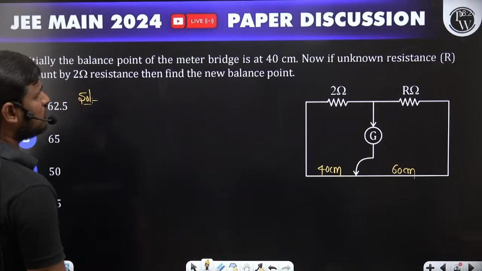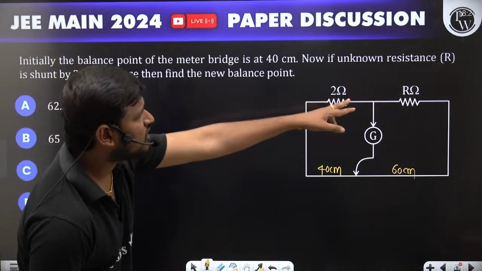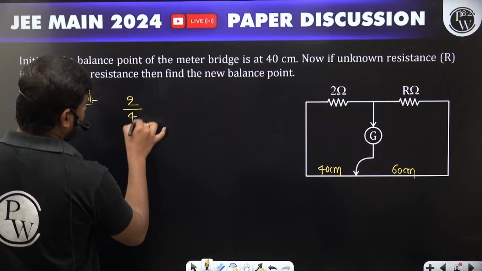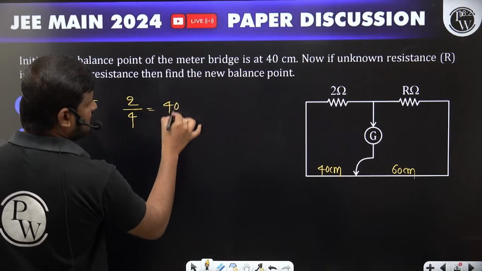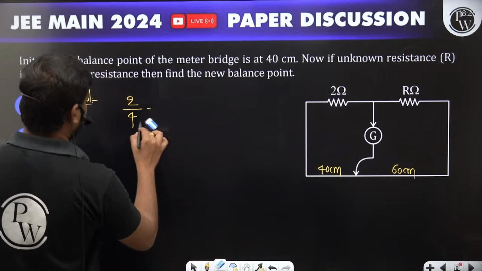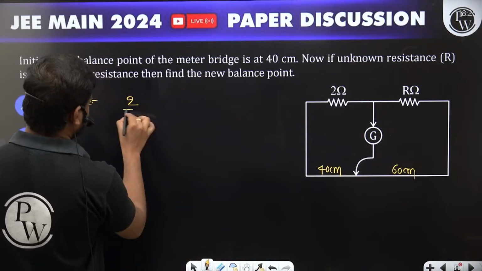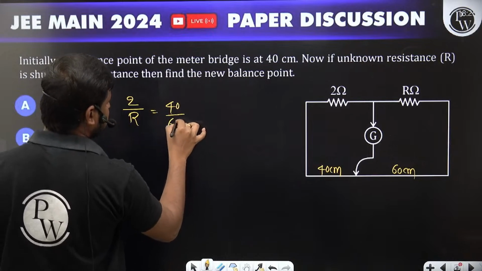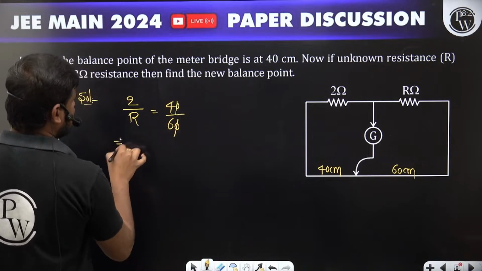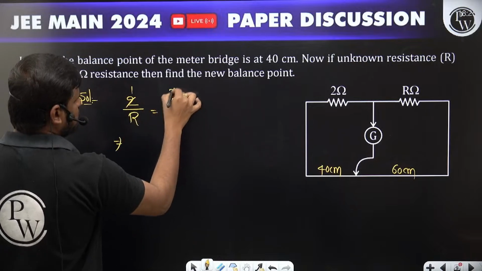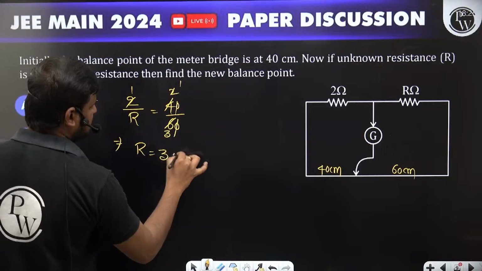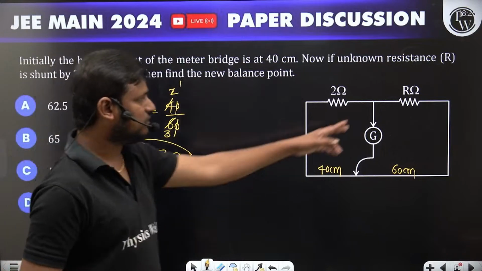Now, can we find what is that R value? You guys know that 2 by 4 will be equal to 40 by 60 times 2 by R. So 2 by R will be equal to 40 by 60. So the zeros cancel. 2 ones are 2, 2 threes are 6. So R will be equal to 3 ohms. So we got the R value as 3 ohms.